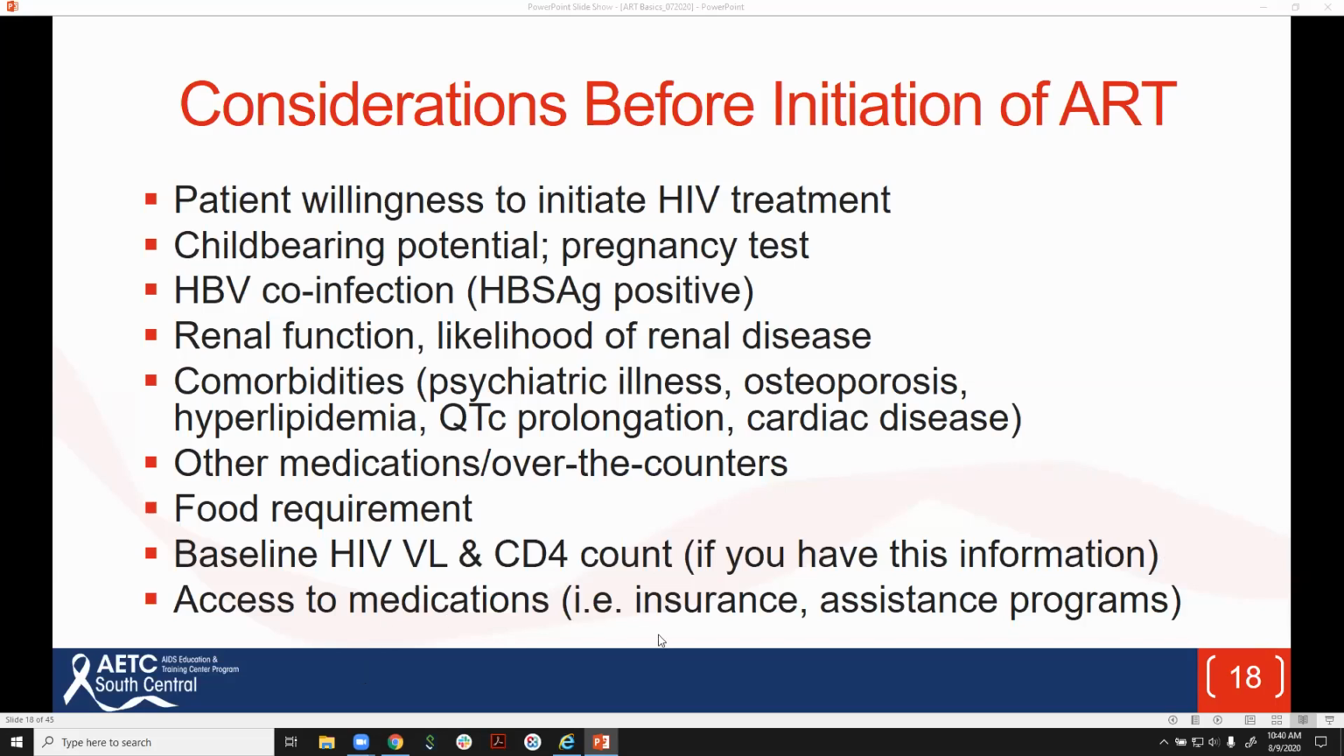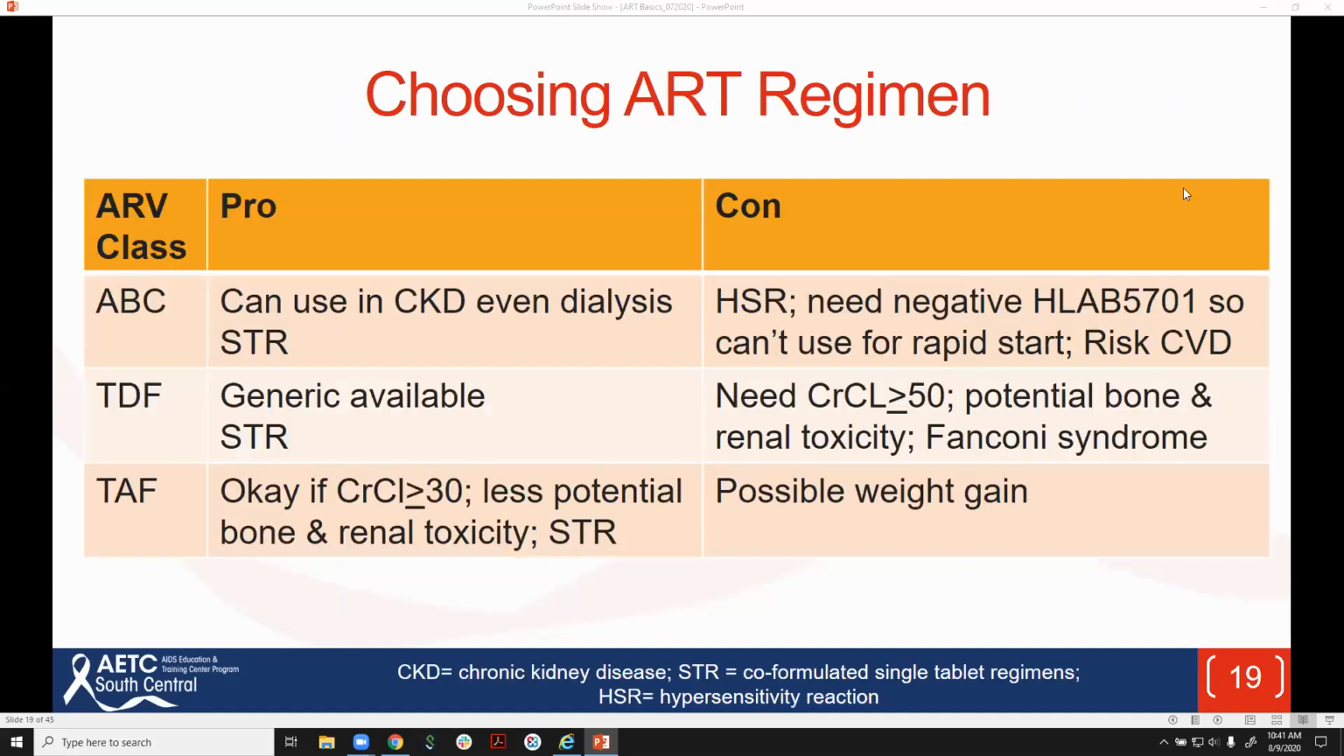And then access to medications. Do they have active insurance? Are there assistance programs that you can reach out to? So there are some pros and cons here. Here are our backbone, the NRTIs, with some pros and cons.